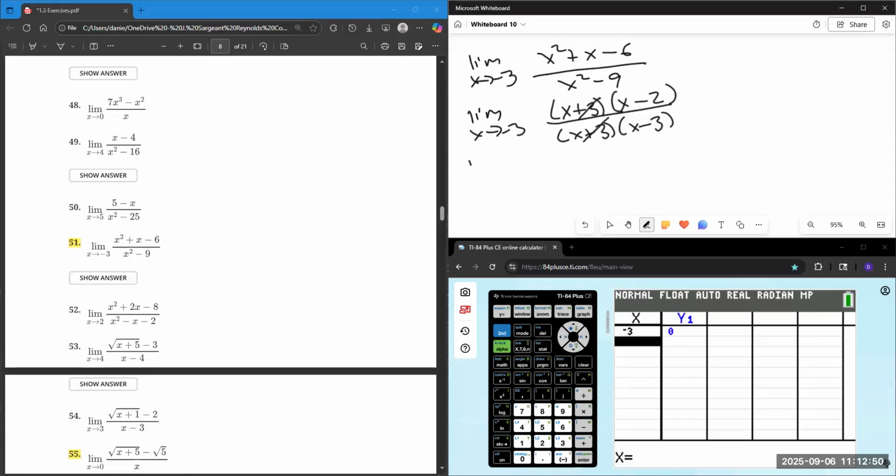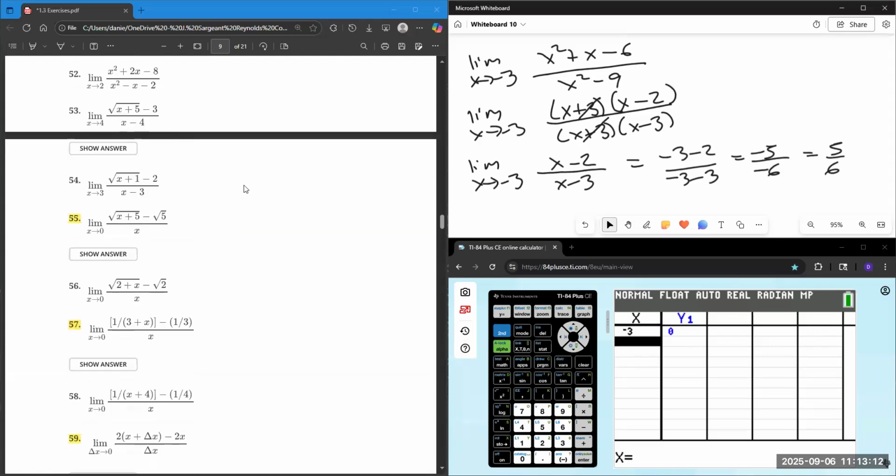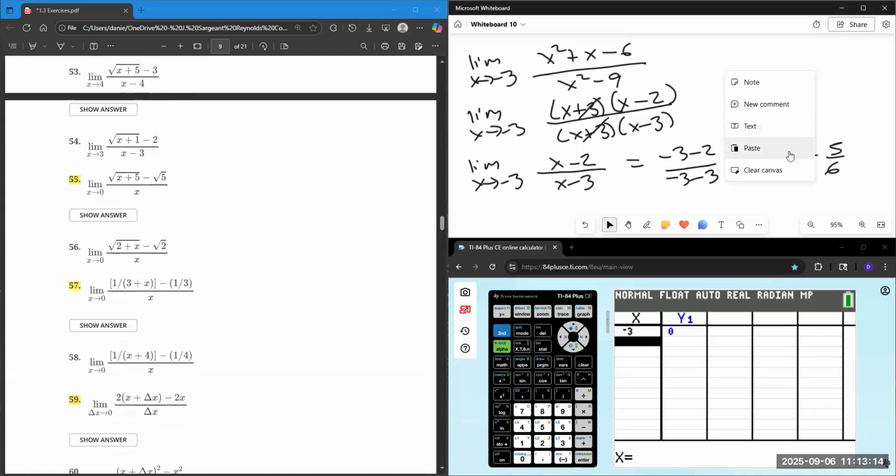The x plus 3's will cancel, leaving me with the limit as x approaches -3 of x minus 2 over x minus 3. So that's -3 minus 2 over -3 minus 3, which is -5 over -6. And divide out that -1 to give us 5 over 6. Exactly. Now let's look at number 55.